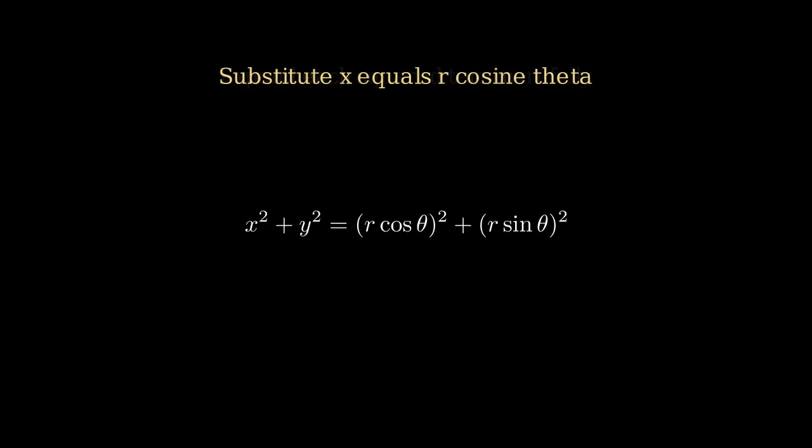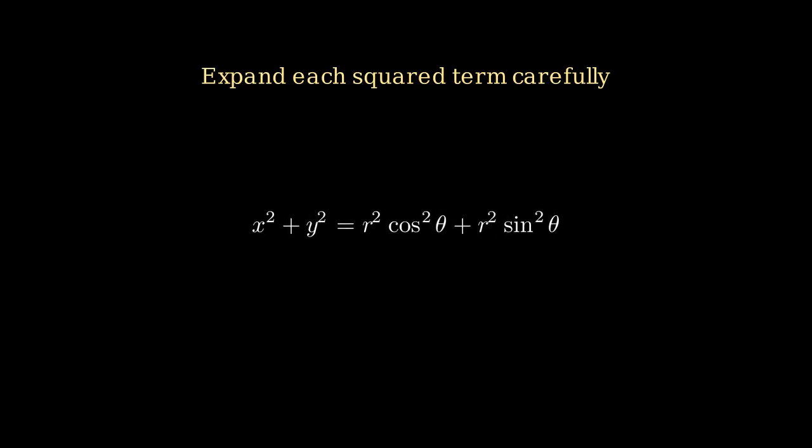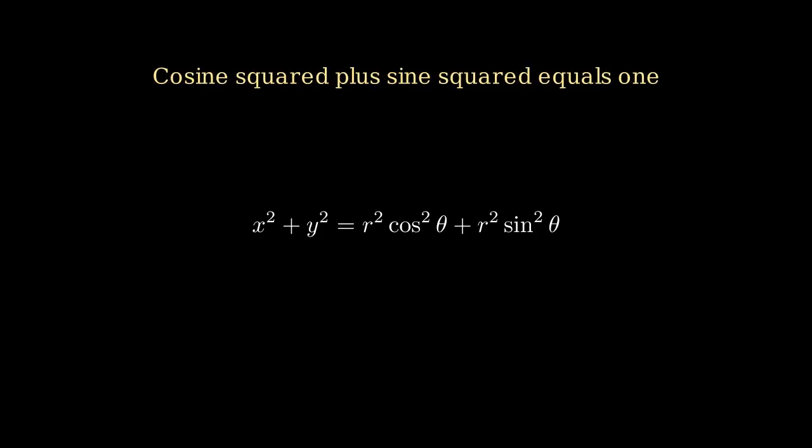Next, we convert the integrand into polar coordinates. We know x equals r cosine theta and y equals r sine theta. So x squared plus y squared equals r squared cosine squared theta plus r squared sine squared theta. Since cosine squared theta plus sine squared theta equals 1, this simplifies to just r squared.